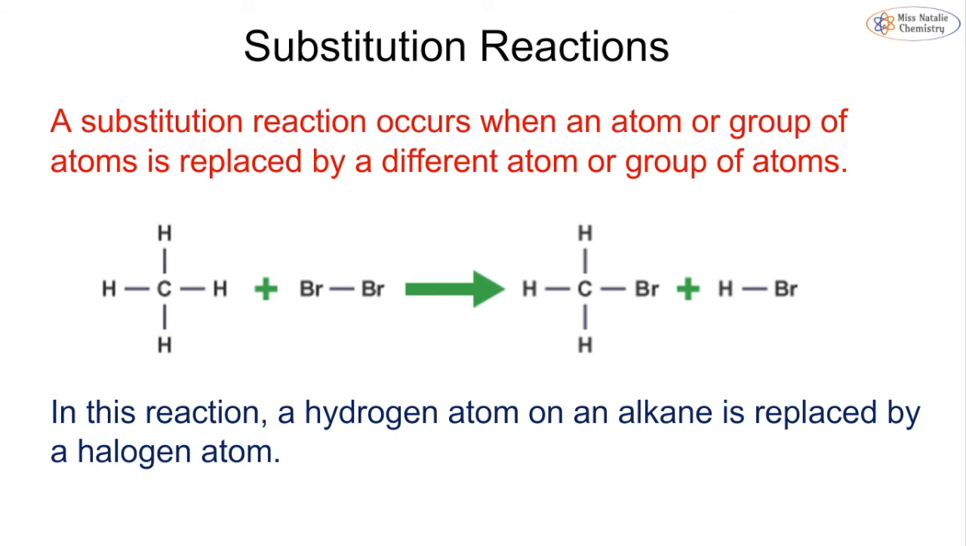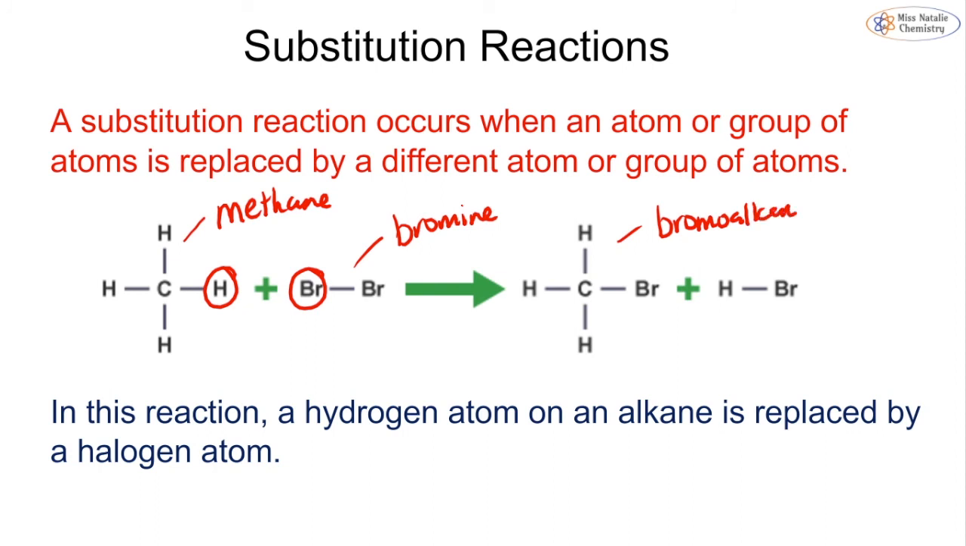Now, the second type of reaction is called a substitution reaction. A substitution occurs when an atom or a group of atoms in a molecule are replaced by a different atom or group of atoms. So for example, we have methane, CH4, reacting with bromine, Br2. What happens is this hydrogen here is replaced by this bromine atom. And we form something known as a bromoalkane, and then we form hydrogen bromide.